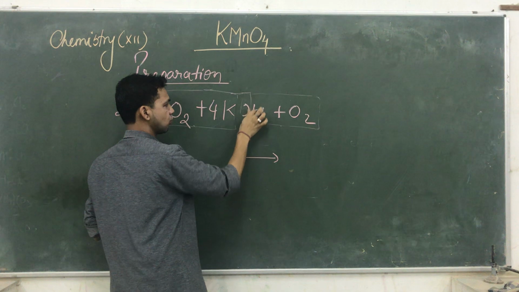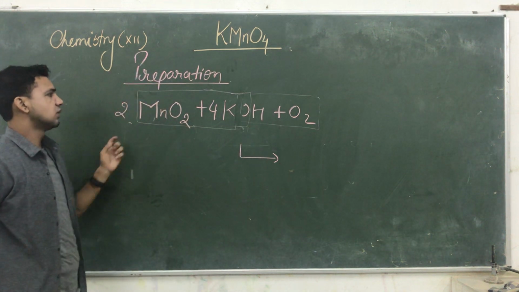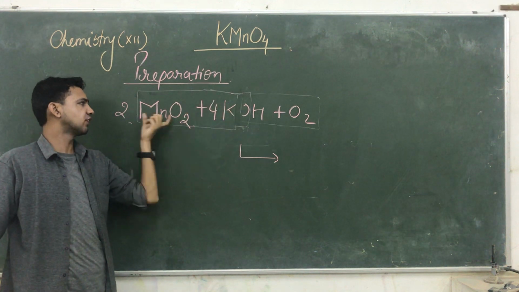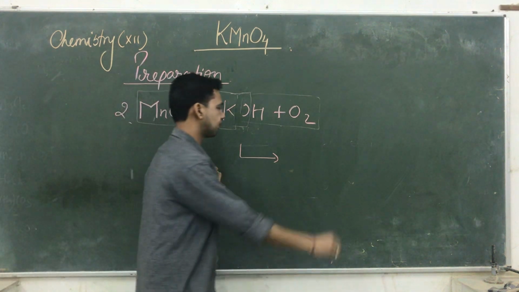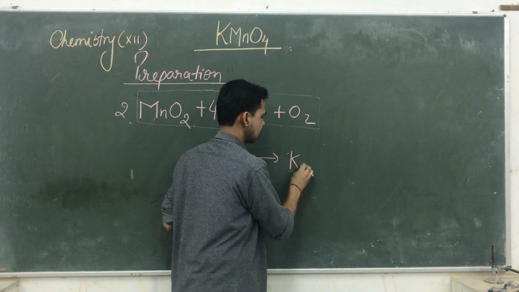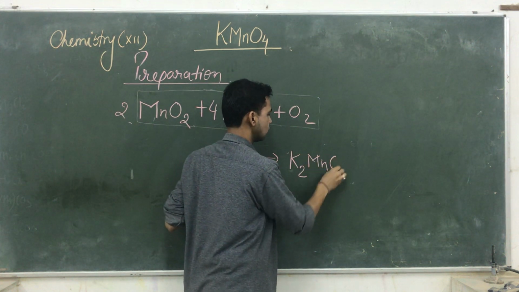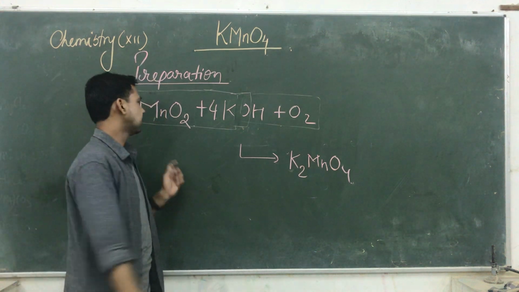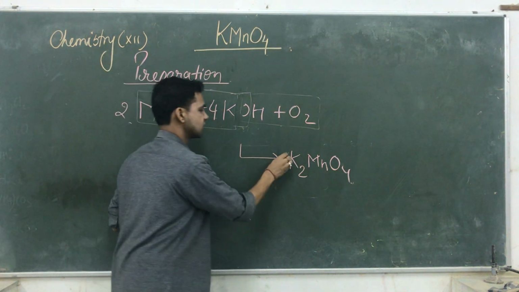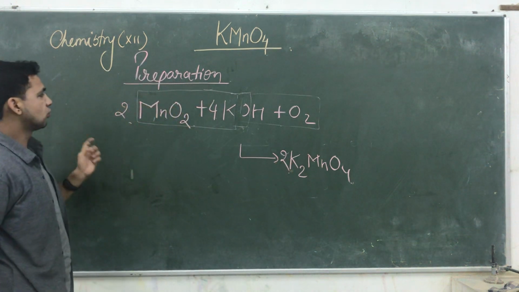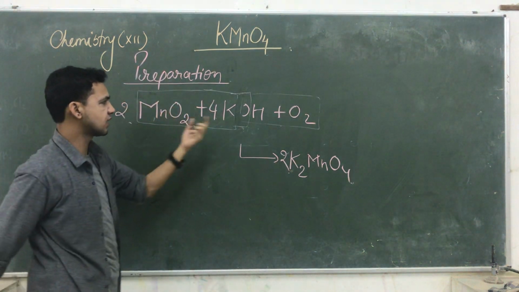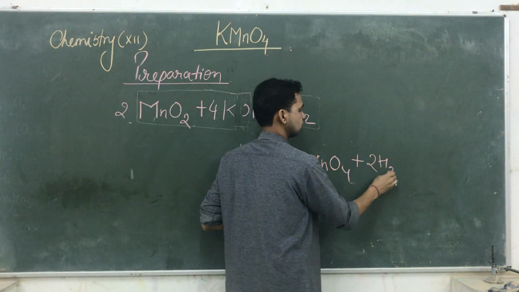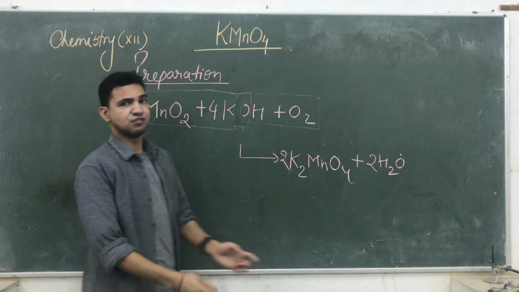So what happened here? This part is able to react with each other. This whole KOH reacts with MnO2 and gives you a product known as K2MnO4. But how many K are here? 4. So we write 2. The manganese is 2. And which part is that? 4 hydrogen and 2 oxygen react with each other, giving you twice H2O. That is the first step.